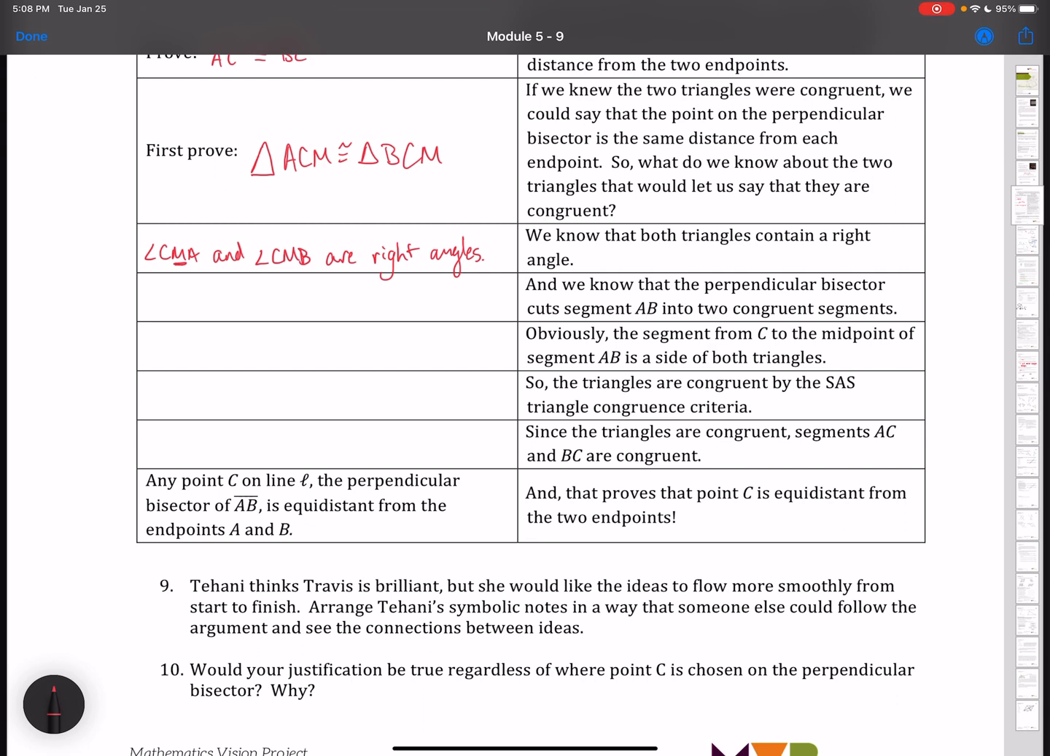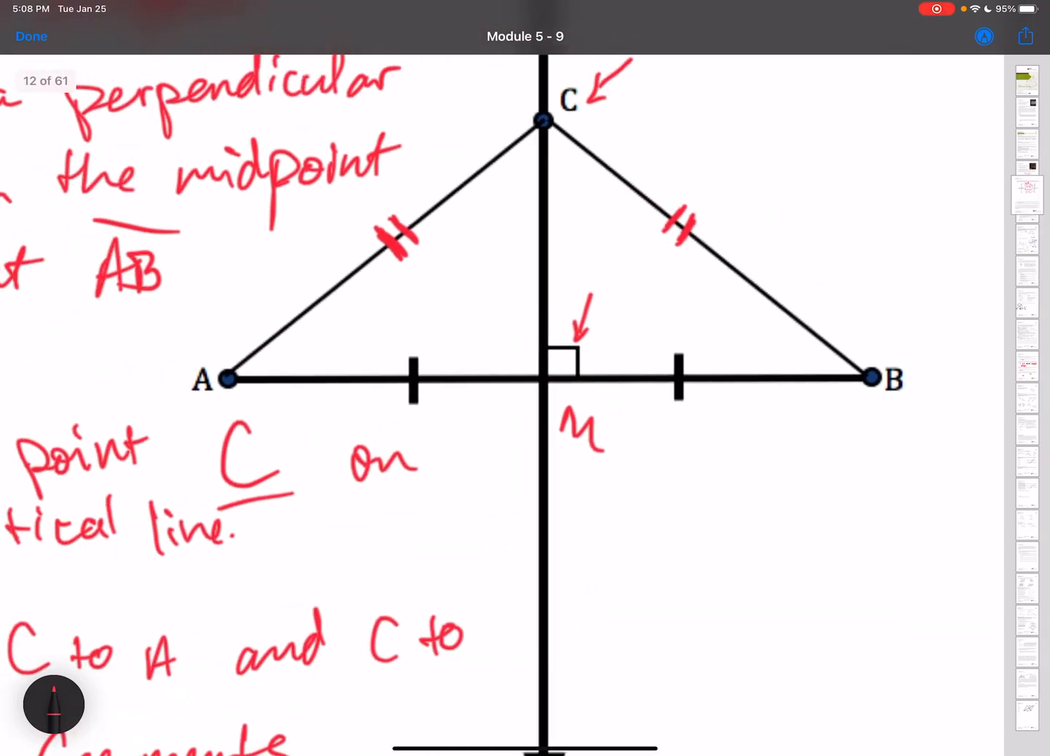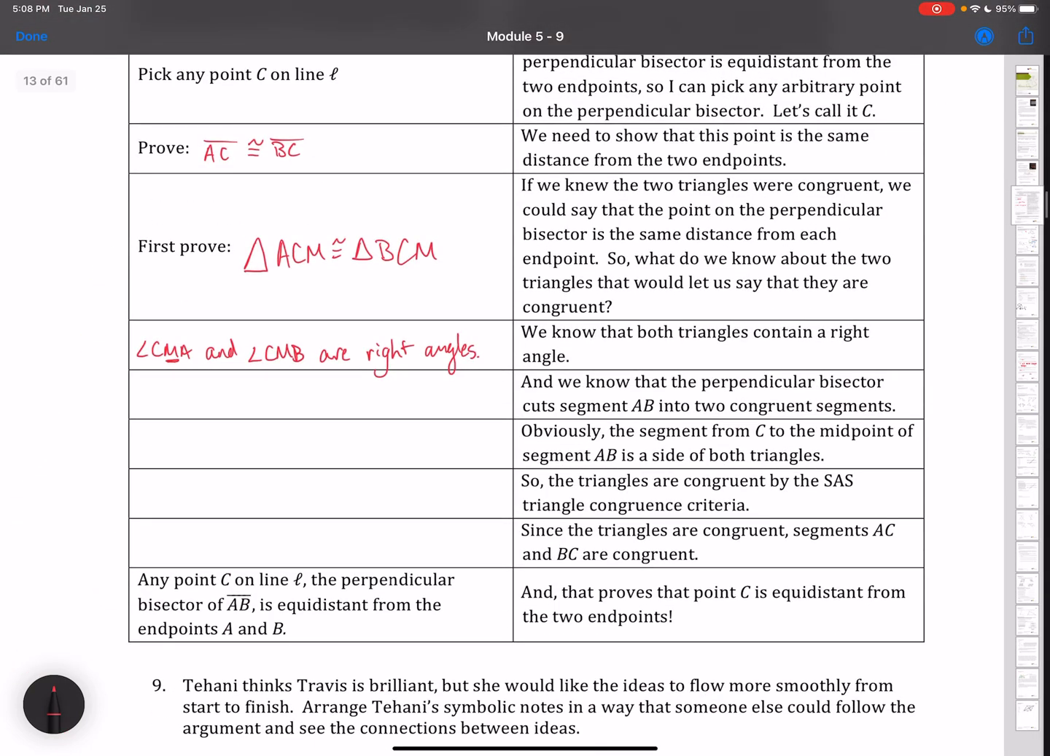Now, Travis says we also know that the perpendicular bisector cuts segment AB into 2 congruent segments. So that's those little horizontal or vertical hash marks right here. AM is congruent to BM. So I can say that statement itself. Segment AM is congruent to segment BM. It was bisected into 2 congruent segments.